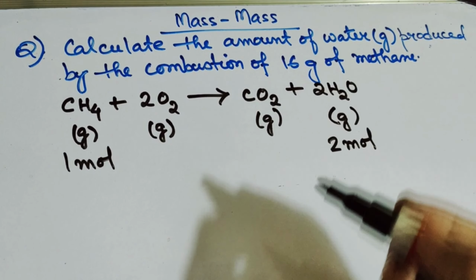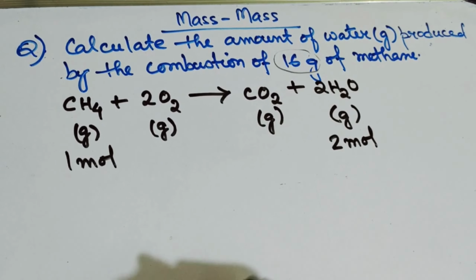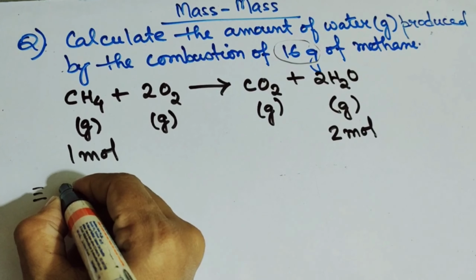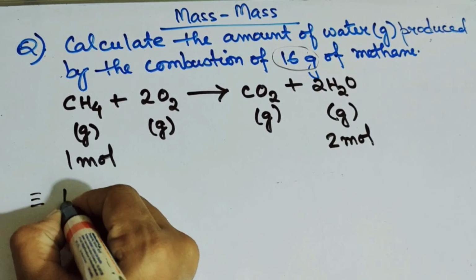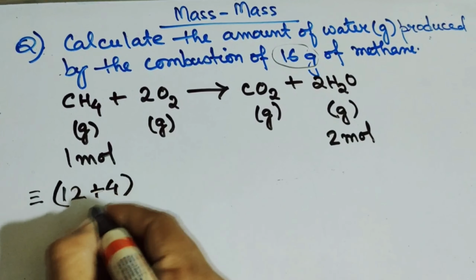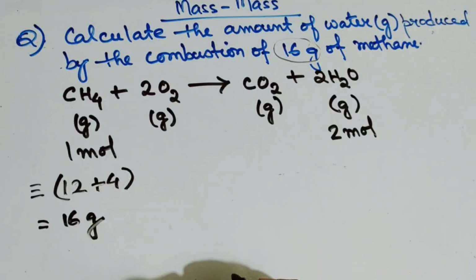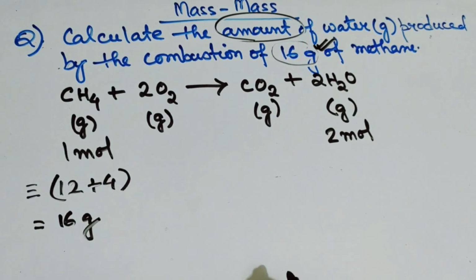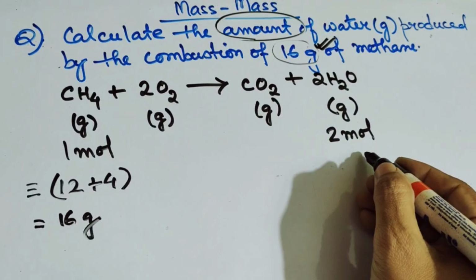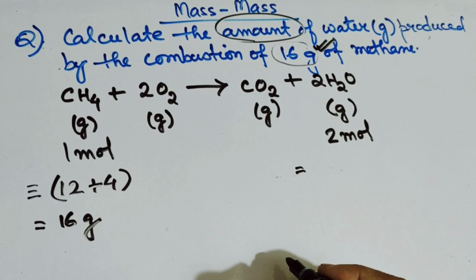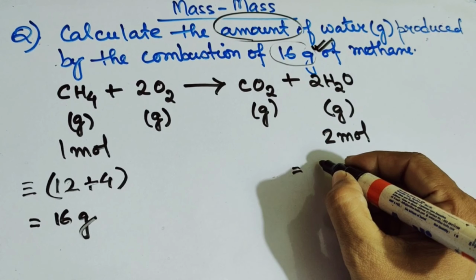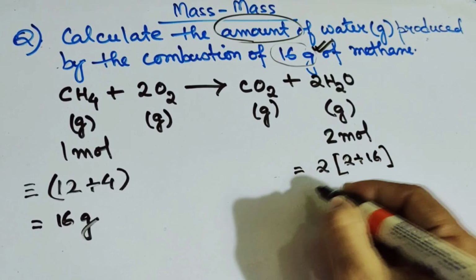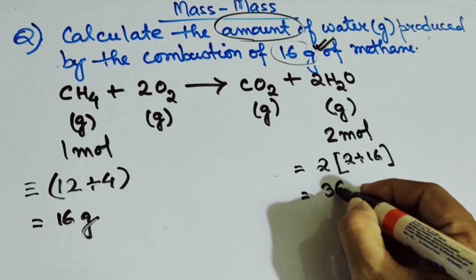Now, since it is given in mass, we need to convert mole to mass. When I convert mole to mass, this 1 mole of CH4 is equivalent to how many gram of methane? That means molar mass. So 12 plus 4 gives me 16 gram of methane. So 16 gram is what is asked. How much is the amount of water produced? 16 gram can give me 2 moles of water. Now this needs to be converted to mass. So 2 moles means 2 into the molar mass of water. That is 2 plus 16, that is 18, and this comes out to be 36 gram, which is your final answer.